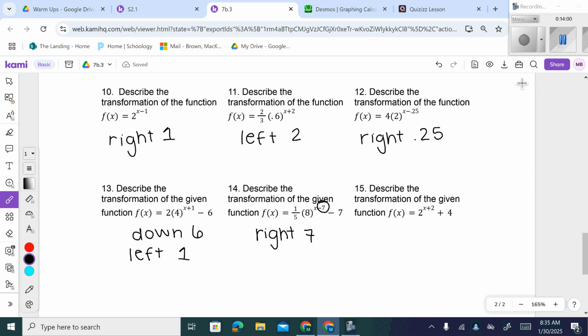All right. So what does this minus 7 right here mean, Gavin? We already dealt with the exponent. So if it's the K, that's up and down. So what is this doing? Not up 7. Down 7. Your K stays the same.